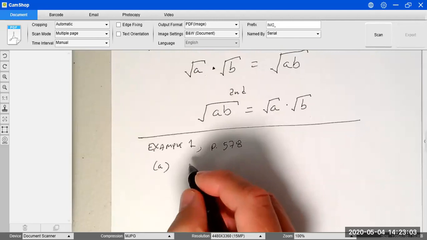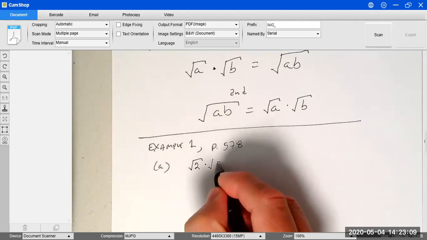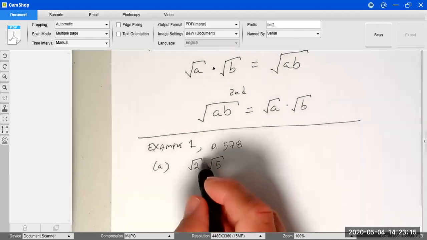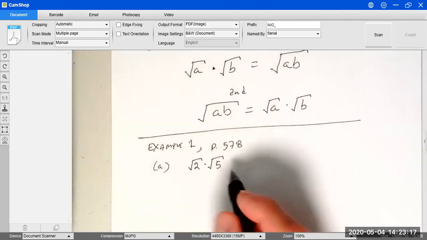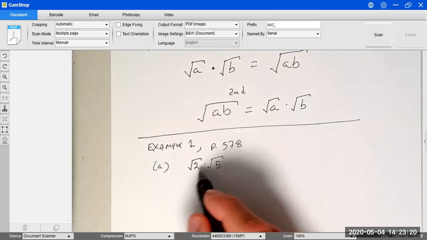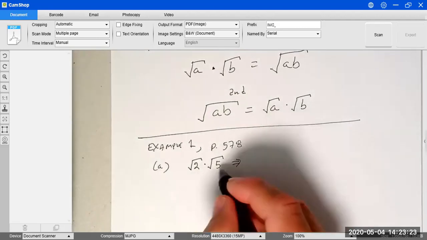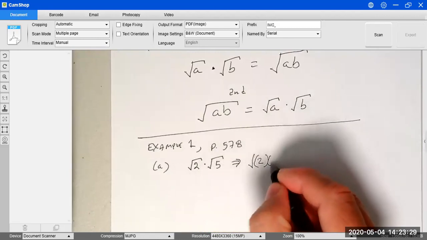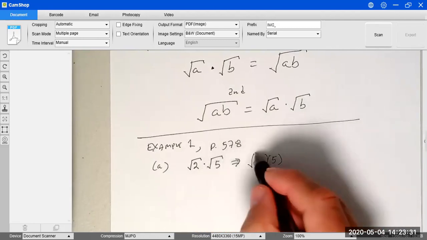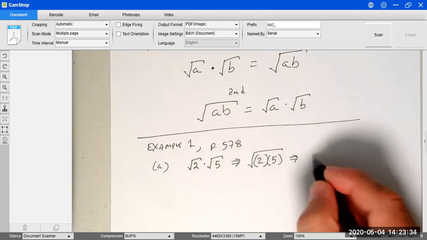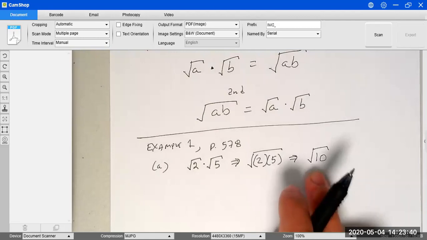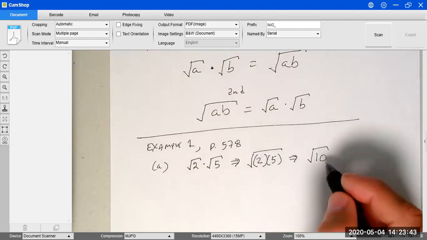So the first one, we have square root of 2 times square root of 5. So I have two radicals. So remember, the entire thing is a radical, and this is another radical. So I have the product of two radicals. So I'm going to get a single radical, and I'm going to do the product of the radicands. So I have 2 times 5. Then I simplify. I'm going to get the square root of 10. Then I'm going to ask myself, is 10 a perfect square? No, then that's the end of the story.